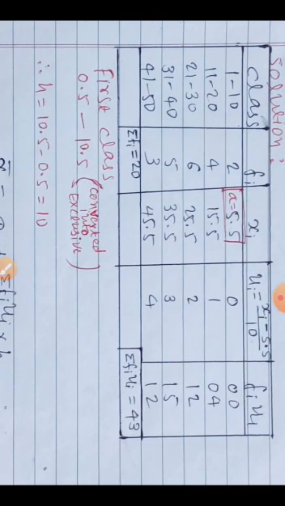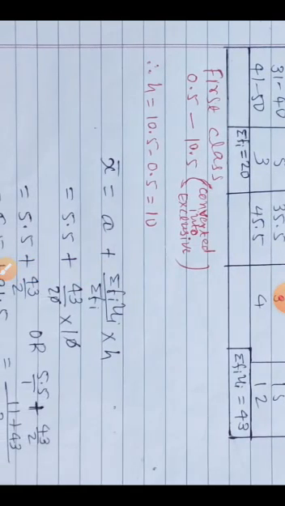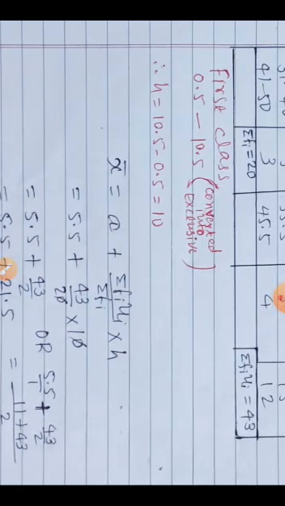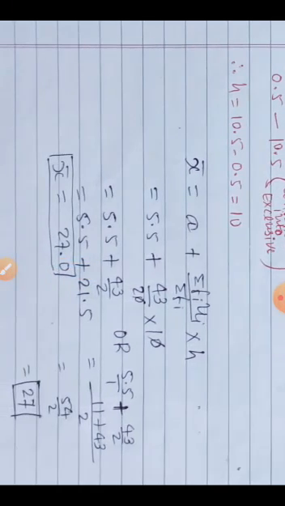Second column total, last column total. Okay, every time. Now the formula is written, both values are placed. Sigma fiui is 43, sigma fi is 20, class size is 10. How we found class size, you know well. The 0 cancels out, 43 by 2 is converted into decimal form. So 5.5 plus 21.5, you can verify, will give the answer 27. You can write 27.0, otherwise only 27.